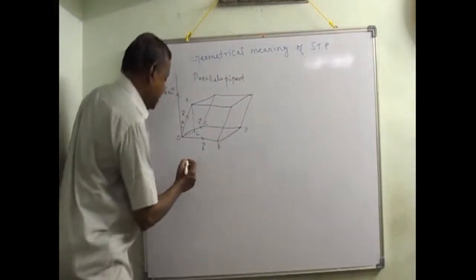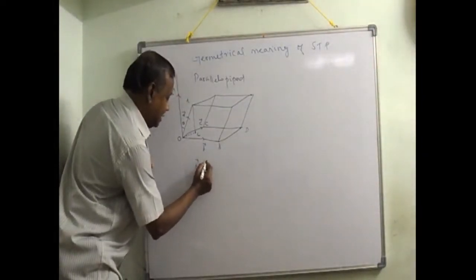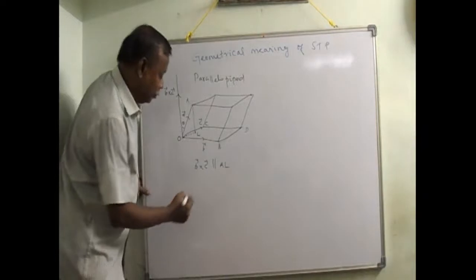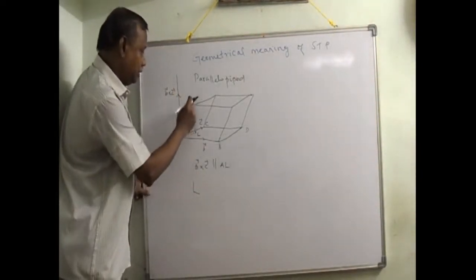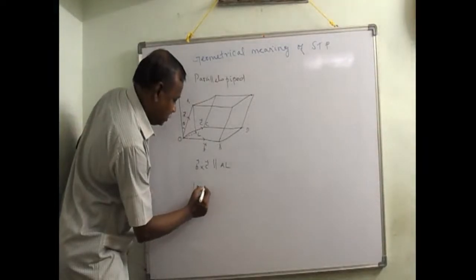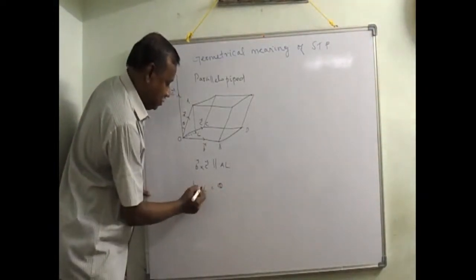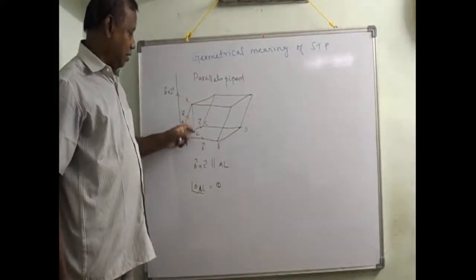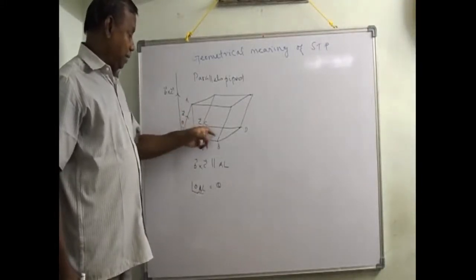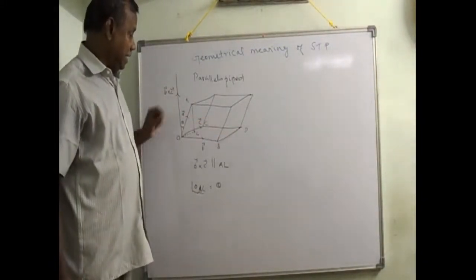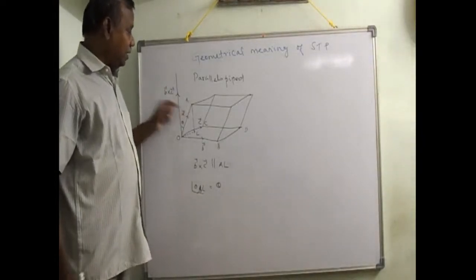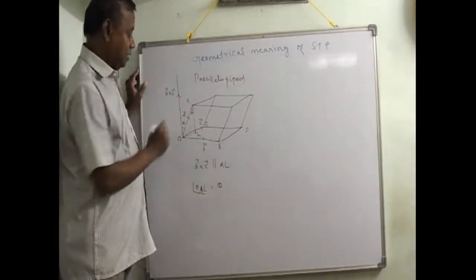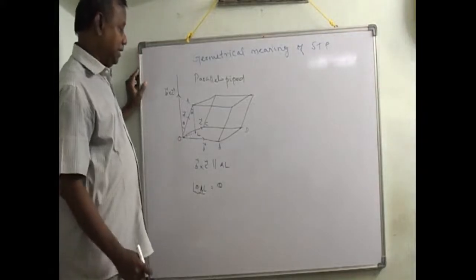Now b vector cross c vector is parallel to AL. Therefore, angle OAL is angle theta. Why? Because b vector cross c vector and AL are parallel, since both are perpendicular to the plane containing the parallelogram OBDC, and the two angles are alternate angles. Therefore, angle OAL is also theta.